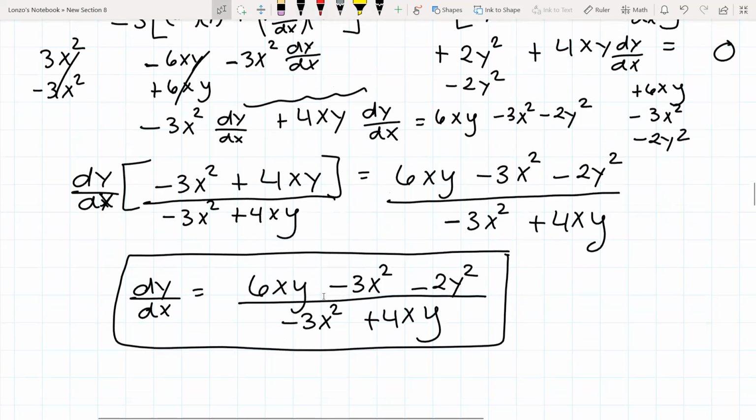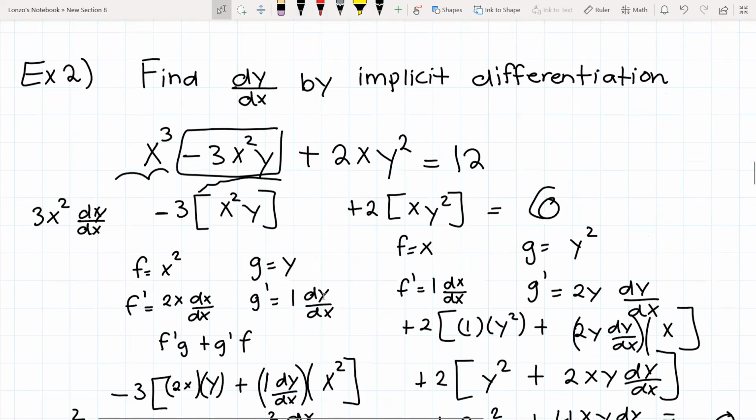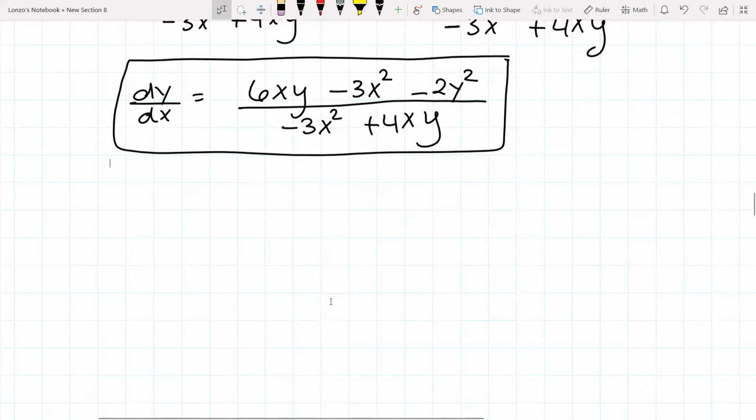So yeah, that was a little bit of a longer one because you did have to use the product rule and take the derivative of each term with respect to x.